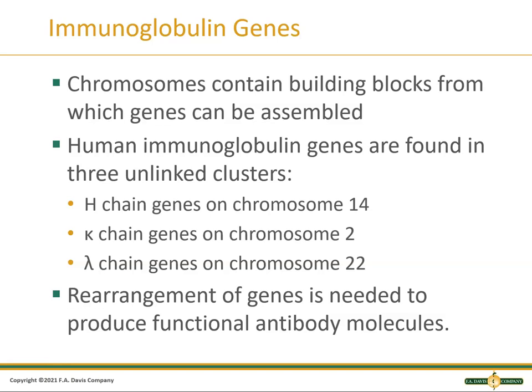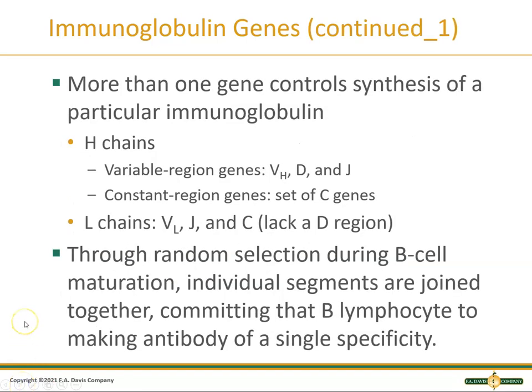chromosomes. So what will happen is we have rearrangement of the genes that is needed for us to produce a functional antibody. So we've got 3 different chromosomes that are needed for us to produce an antibody. All right. So more than one gene controls the synthesis of a particular type of immunoglobulin.